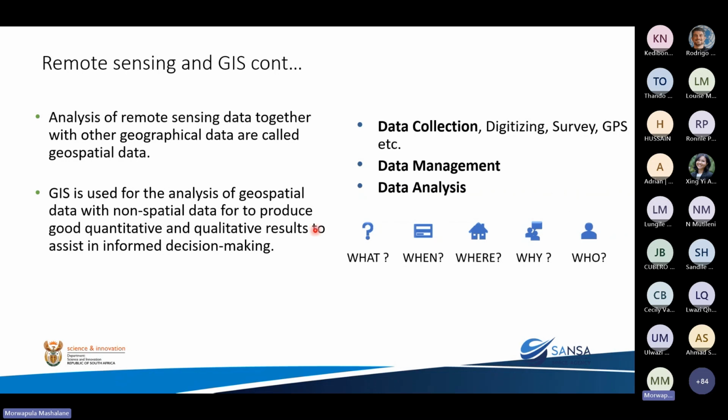And then usually GIS is used for a list of geospatial data with non-spatial data, which I referred to earlier as the number of people in an area. So this data is used to produce good quantitative and qualitative results to assist in informed decision making. So data collection in GIS is in the form of digitizing surveys, where people go out into the field and collect data using GPS.